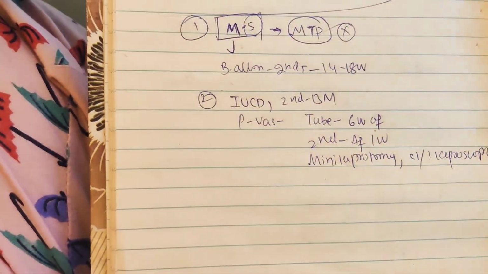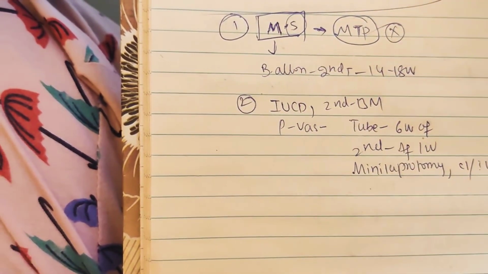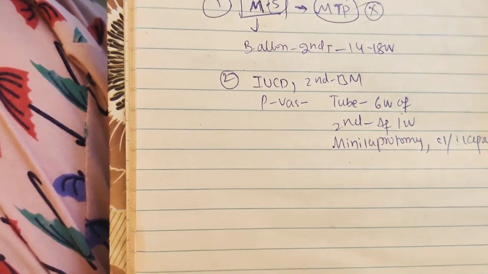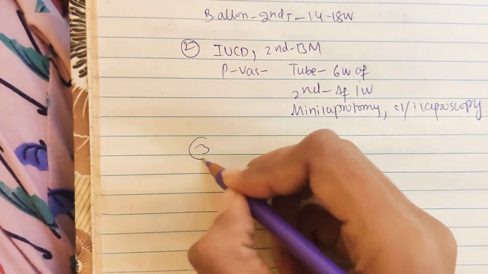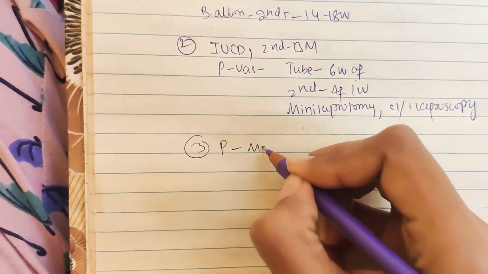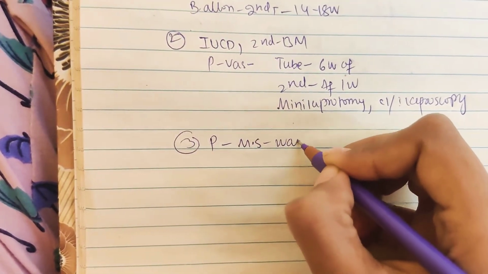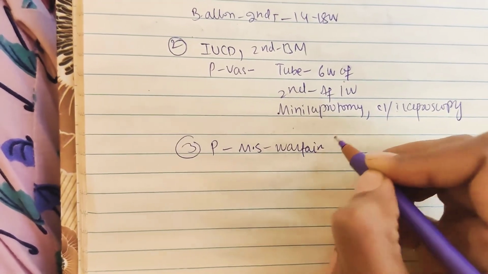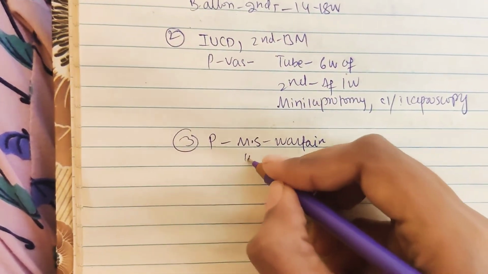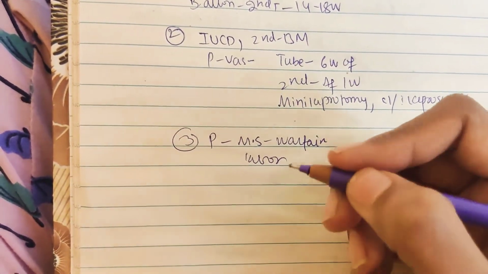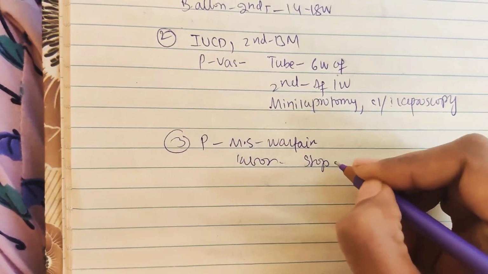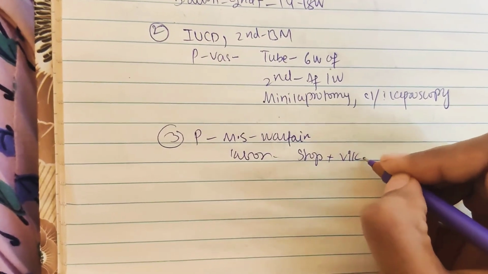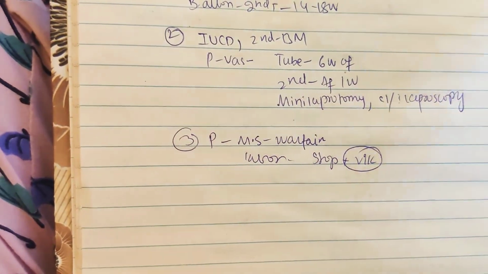Third patient, the patient is a patient with mitral stenosis on warfarin. Okay, so there's a patient with mitral stenosis already taking warfarin who goes into labor, already in the advanced stage of labor. So now we can't do cesarean section. So now what we need to do, immediately we need to stop the warfarin and give extra vitamin K to the mother. Give vitamin K to the mother, that's it.